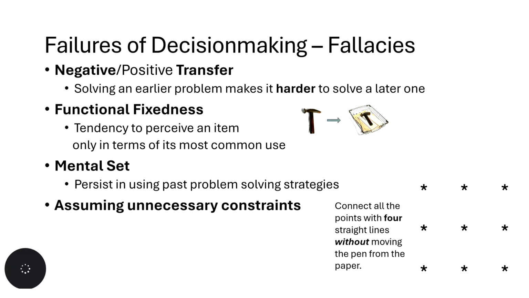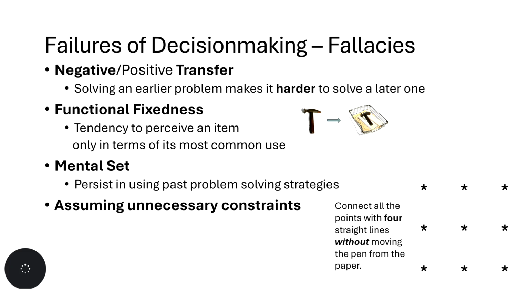There's also fallacies. So this is one we talked a little bit earlier about, the sunk cost fallacy. So that's one example of one. But there's also negative and positive transfers. So solving an earlier problem makes it harder to solve a later one. Functional fixedness, so a tendency to perceive an item only in terms of its most common use. So this image here of a hammer being used as a paperweight. A hammer can totally work as a paperweight because it is heavy enough. It has nothing to do with its hammering essence.